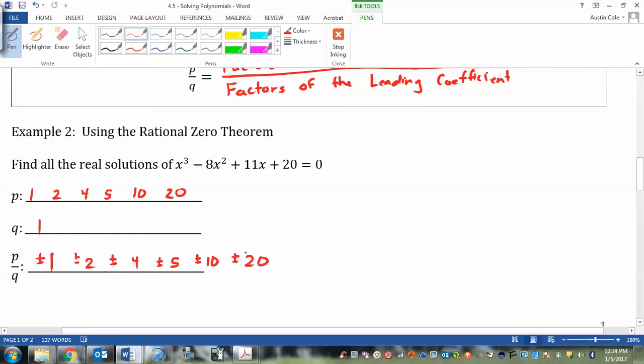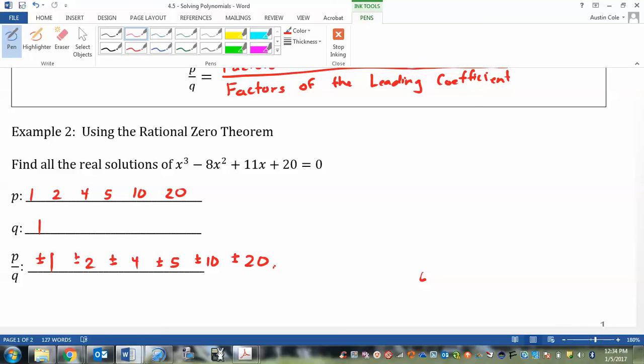Tristan, we are only looking at p and q. We're only looking at the factors of our constant, factors of our leading coefficient. Okay? How many numbers do I have here? I have 12. I have 12 because it's plus or minus. I've got 12 possibilities of zeros.